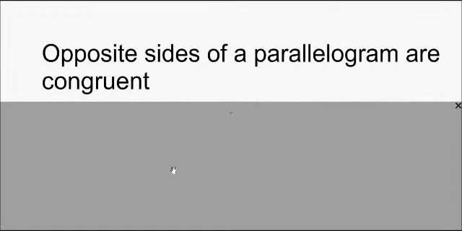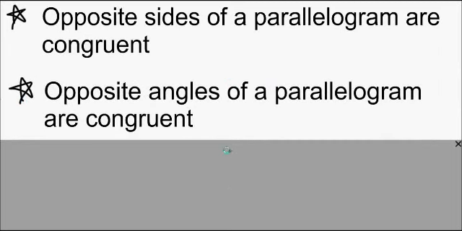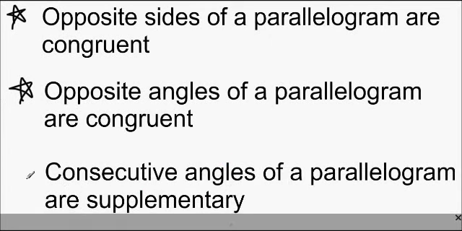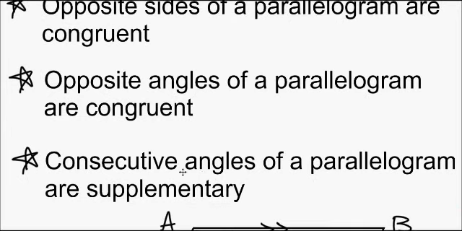Our first properties of parallelograms. So opposite sides of a parallelogram are congruent. Opposite sides are congruent. Opposite angles are congruent. And consecutive angles are supplementary. So I think I have a diagram here. Yes, I do.